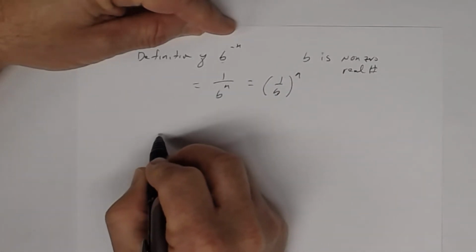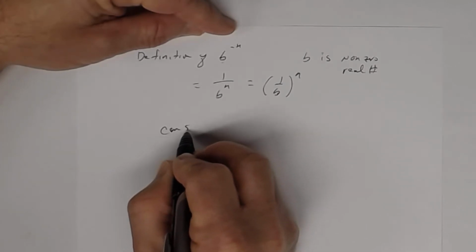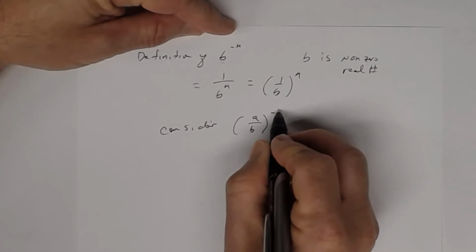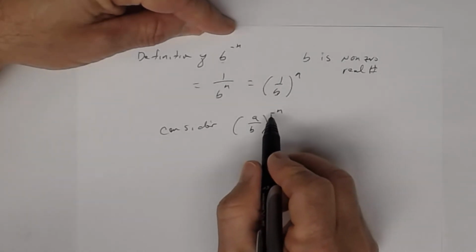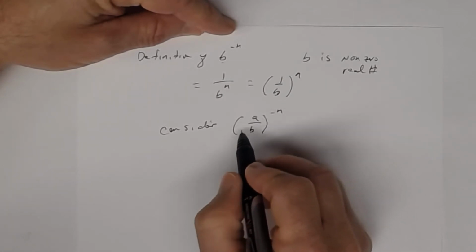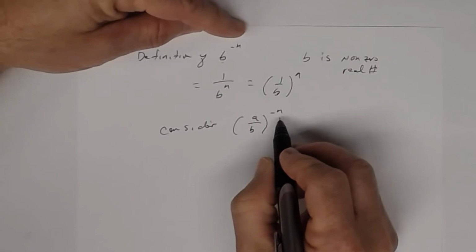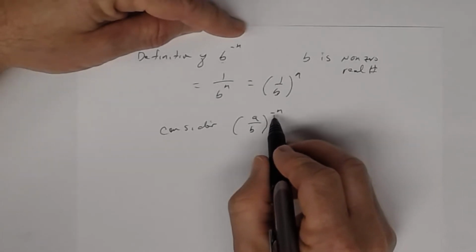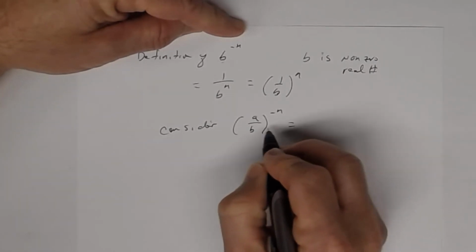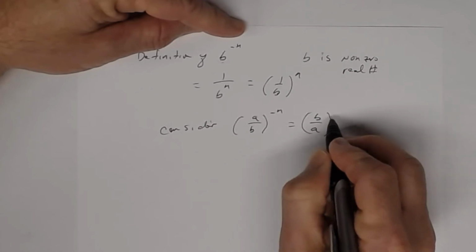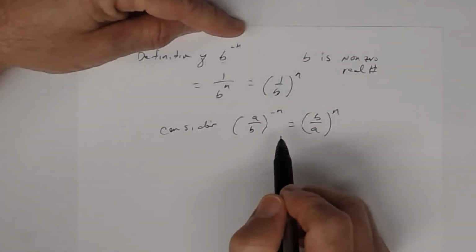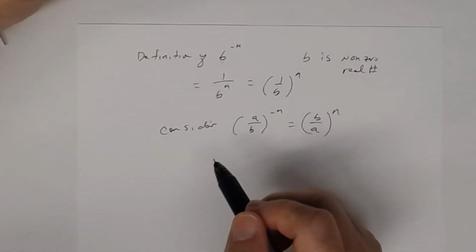So in other words, consider a divided by b raised to the negative n power. What's being raised to the negative n power? It is this base right here. My base is a divided by b. So if I want to make this exponent positive, I've got to take the reciprocal of the base. And the reciprocal of the base is b over a, and now that is raised to the n power. Okay, so be careful. And you're going to see what I mean in a little while.